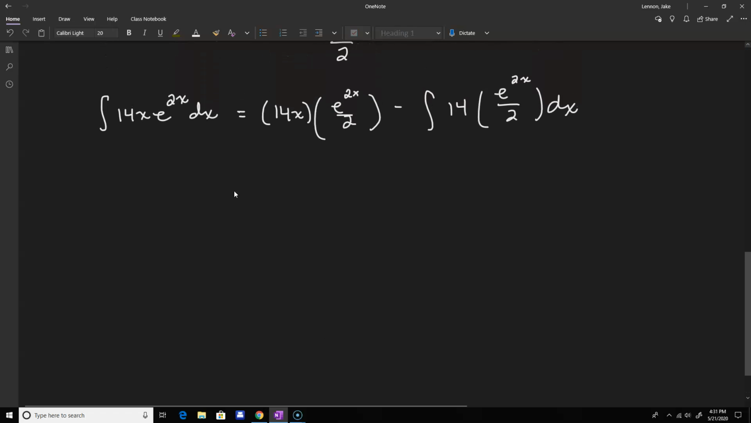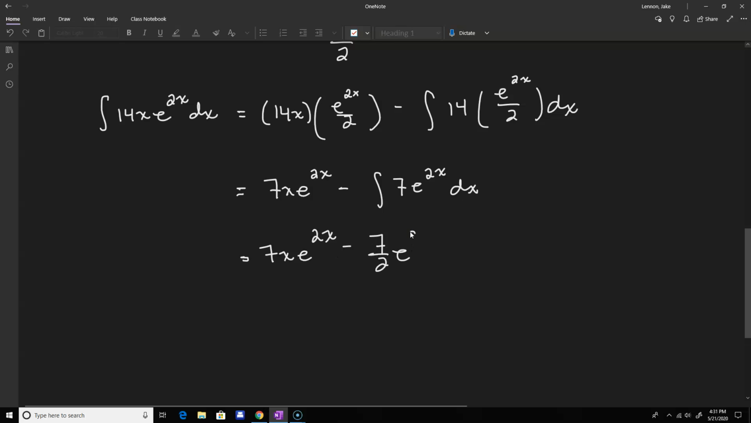In fact, it's just 7x times e to the 2x minus the integral of 7e to the 2x dx, which will leave me with 7x e to the 2x minus 7 over 2 times e to the 2x, plus our constant for general integration. So that's it. That's the antiderivative formula there.